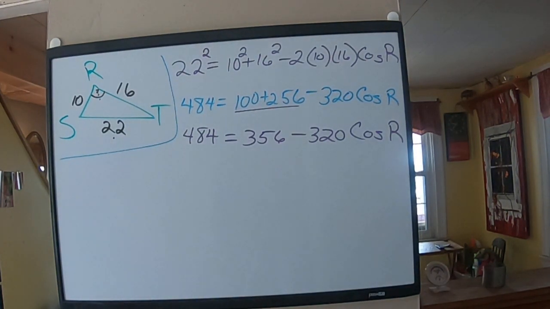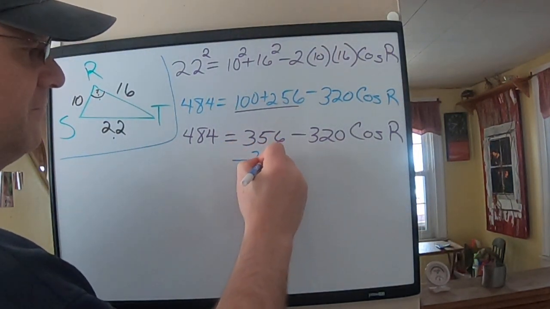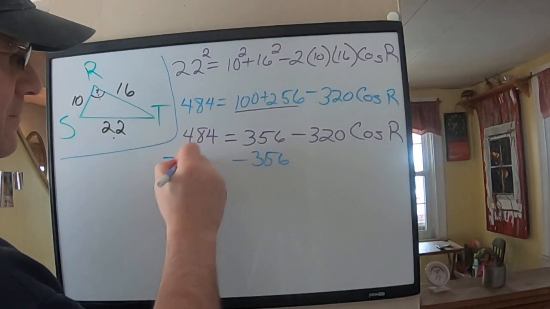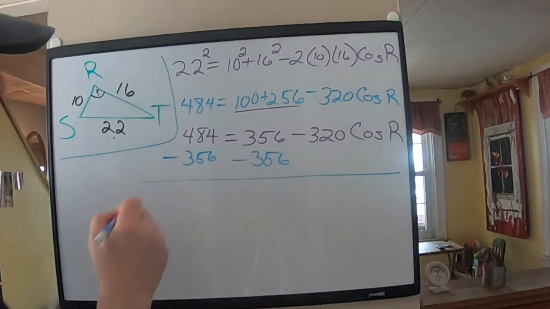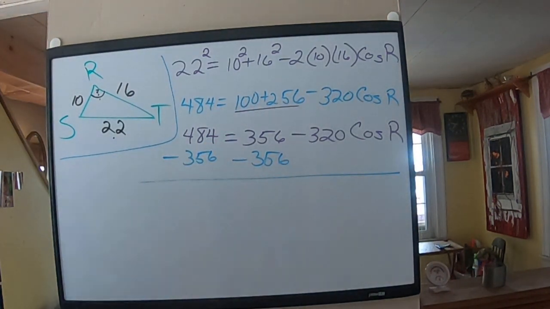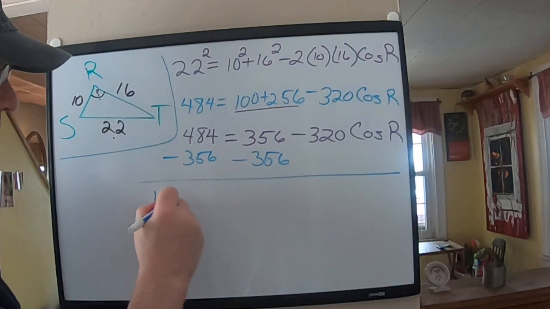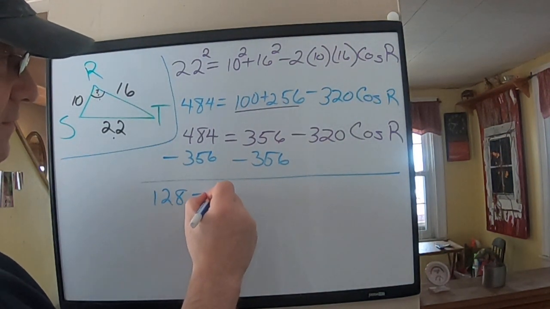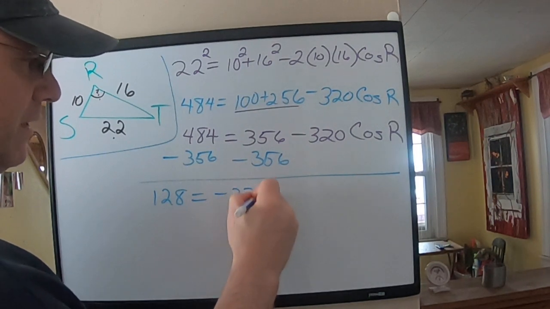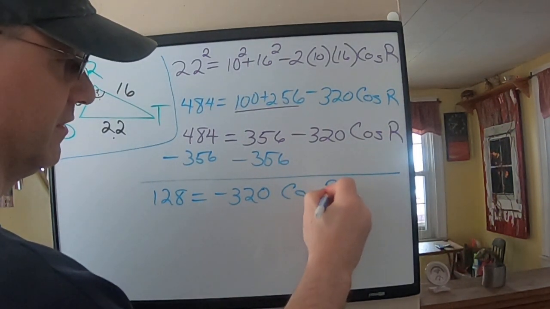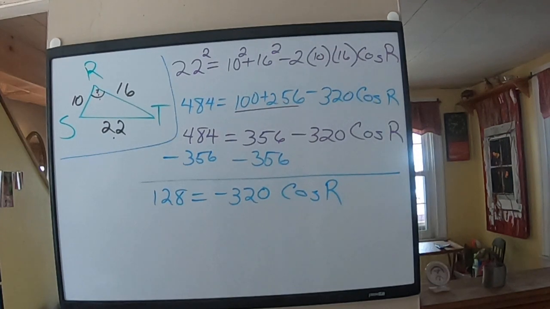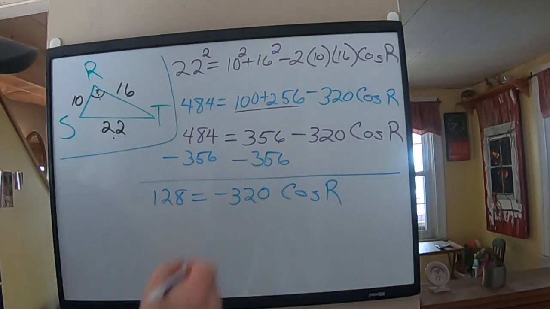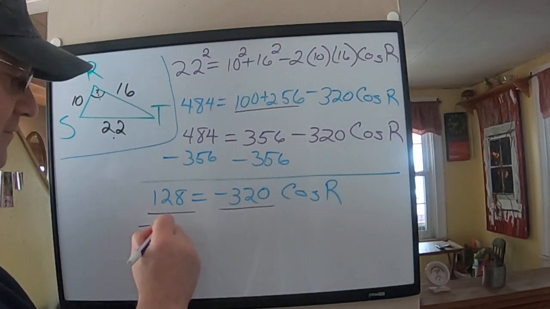Now that I've done that, next step in the process is to get the cosine of R by itself. So I'm going to subtract my 356 from both sides. And that ends up being 128 equals negative 320 cosine R. Again, you're trying to get the cosine of R by itself, so I'm going to divide by negative 320.